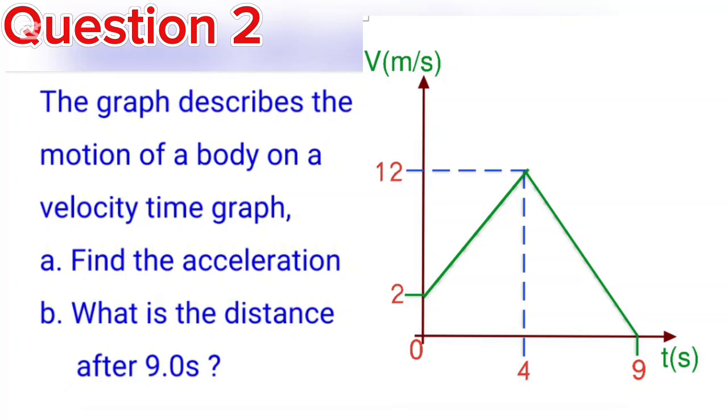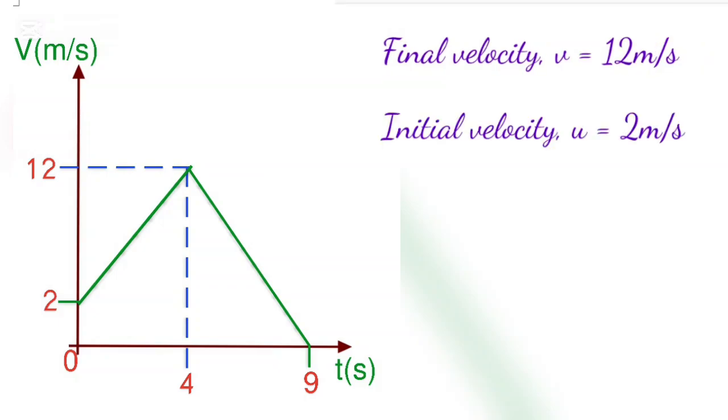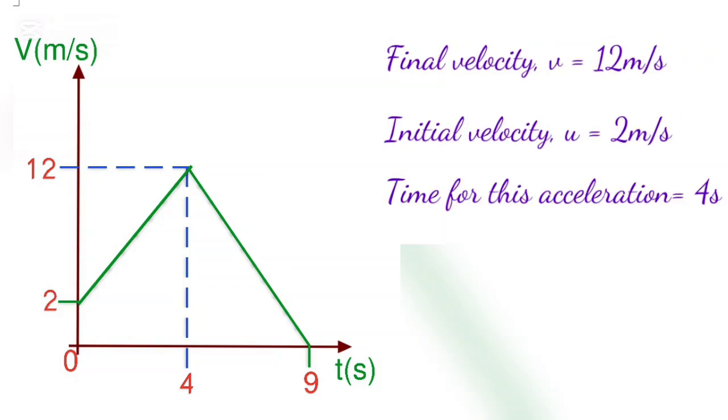Question 2. The graph describes the motion of a body on a velocity time graph. A. Find the acceleration. B. What is the distance after 9.0 seconds? In this question, final velocity v is equal to 12 meter per second, initial velocity u is equal to 2 meter per second, and time for this acceleration is equal to 4 seconds.